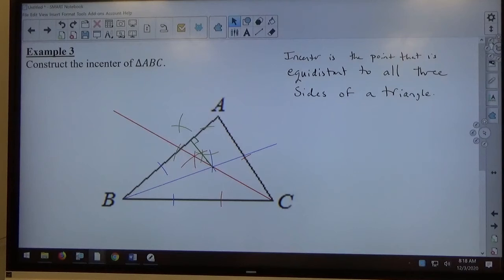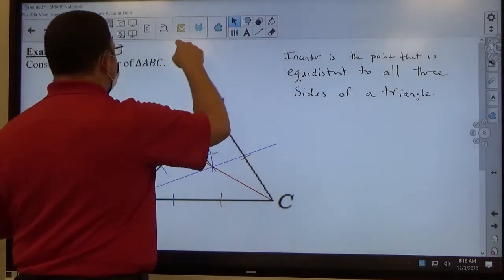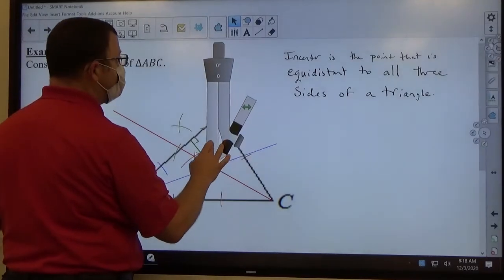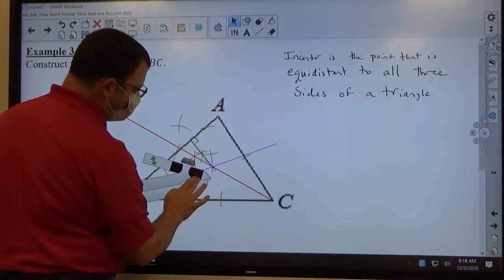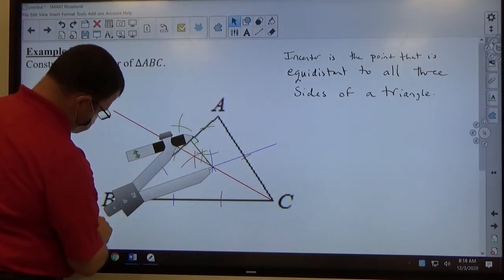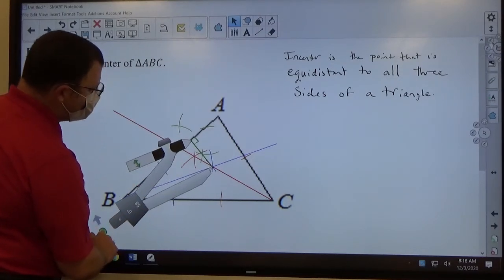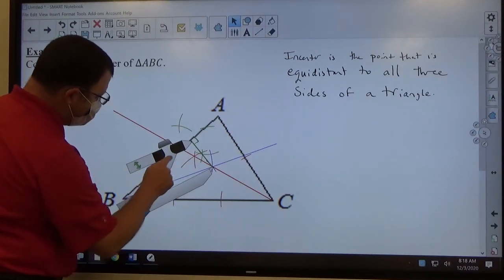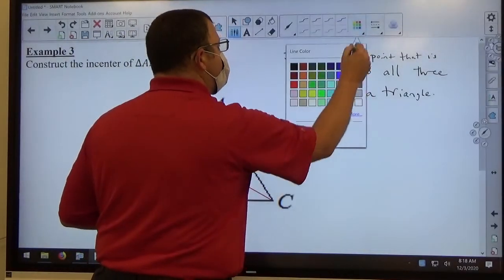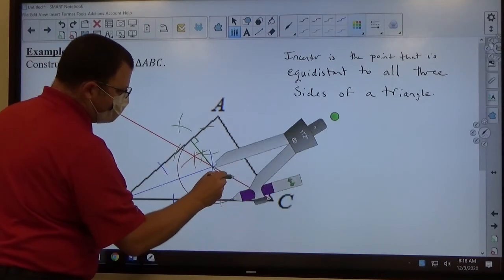And the final step of the construction then is to create a circle with this radius. So I'm going to get my compass back out, and I'm going to place it on the in-center. I'm going to open it up so it matches that radius, like so. Let's make a purple circle, that'll be fine. And then just draw a circle, and you should see that that circle is going to touch all three sides.